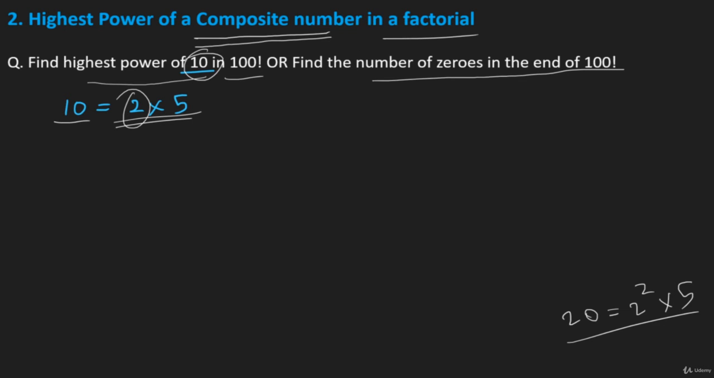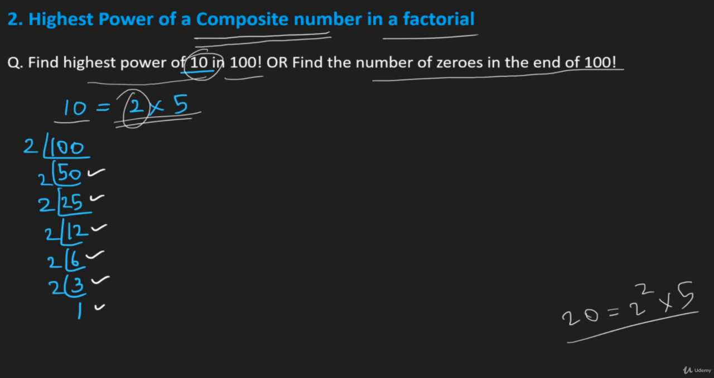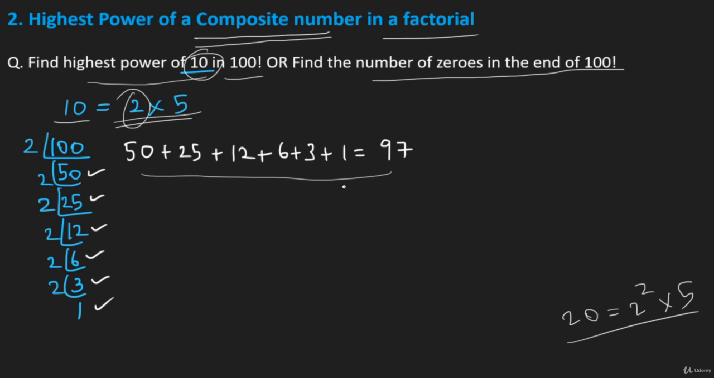Let's start with 2. So 100 divided by 2 gives me 50. 50 divided by 2 gives me 25. 25 divided by 2 gives me a quotient of 12. Right? I ignore the remainder. 12 divided by 2 gives me a quotient of 6. 6 by 2 gives me a quotient of 3. 3 by 2 gives me a quotient of 1. Therefore, if I want to see the number of 2's in 100 factorial, that would be 50 plus 25 plus 12 plus 6 plus 3 plus 1, which is equal to 97. This is what we have seen even in the previous section, right?